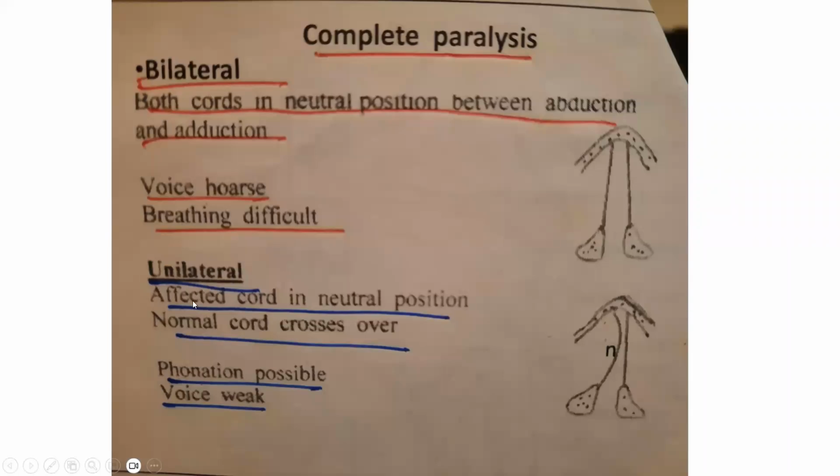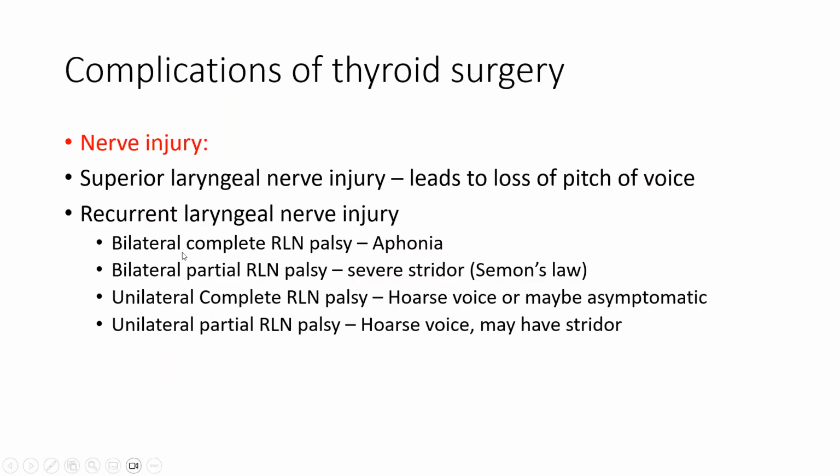It's a similar explanation, but a bit different. If it's bilateral complete recurrent laryngeal nerve injury, the vocal cords are in somewhat of a neutral position. Both cords are in a neutral position between abduction and adduction. Here the vocal cords can't move about, so there's aphonia. They can't talk. That is bilateral complete recurrent laryngeal nerve palsy.